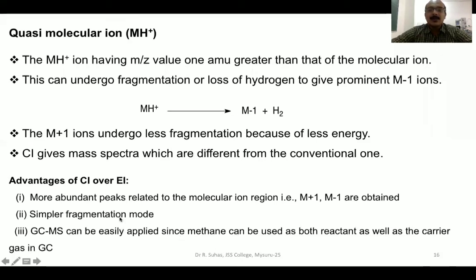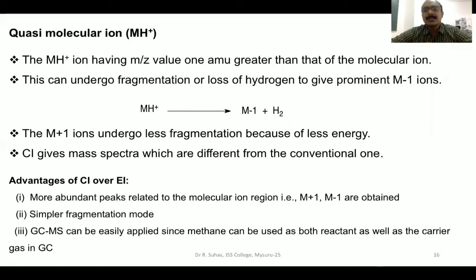Moreover, when you use the CI method, you can apply GCMS. GCMS is gas chromatography mass spectrometry. So you can do purification or separation. GC is a separation technique. You can do separation as well as find out the molecular weight of any product that is separated. In gas chromatography, the name itself indicates we have to make use of some kind of gas. So this methane can be used as both carrier gas as well as the chemical substance.